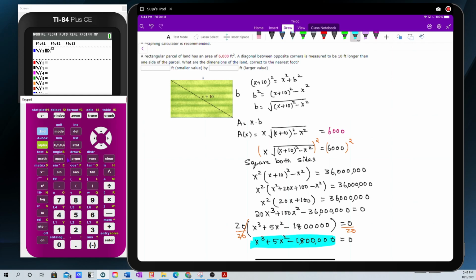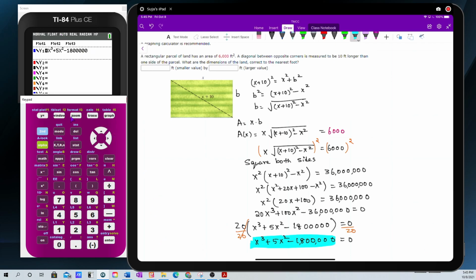So I would graph this: x to the power of 3 plus 5x squared minus 1,800,000.